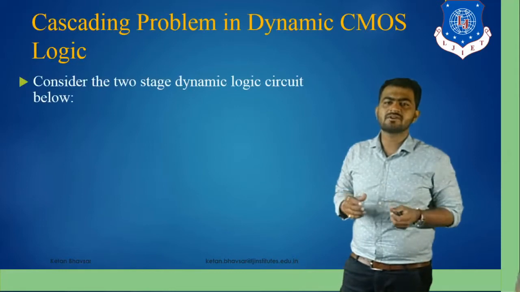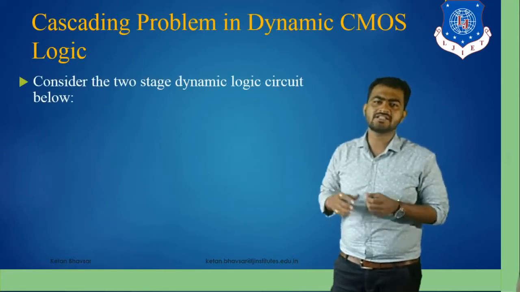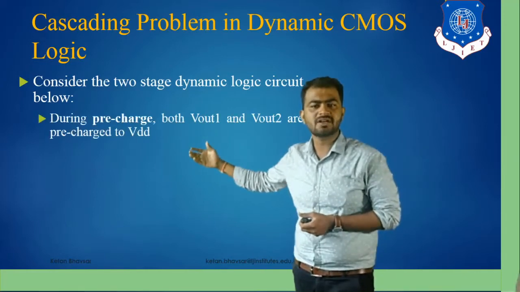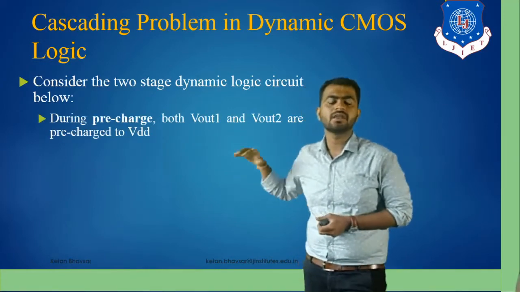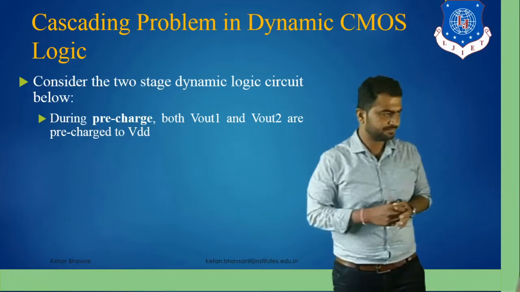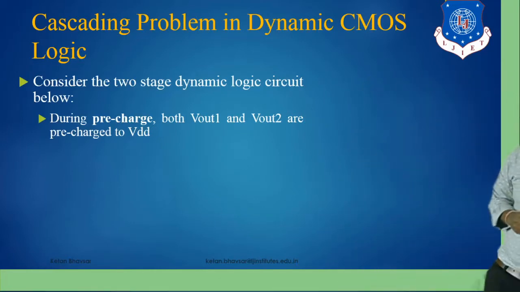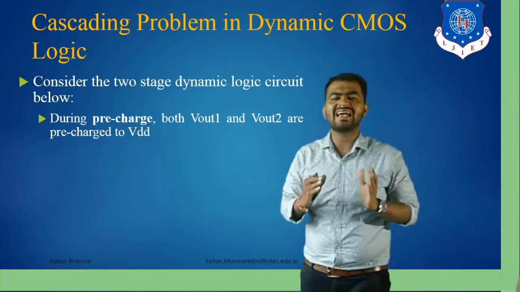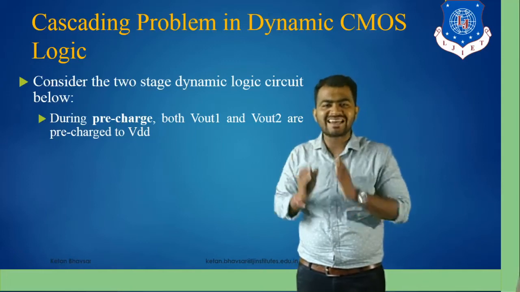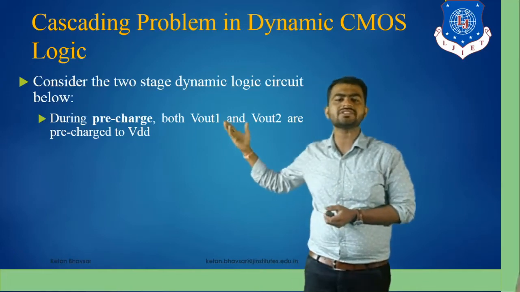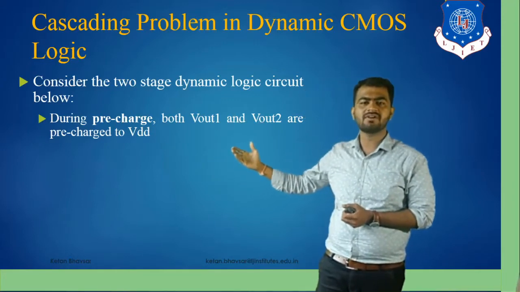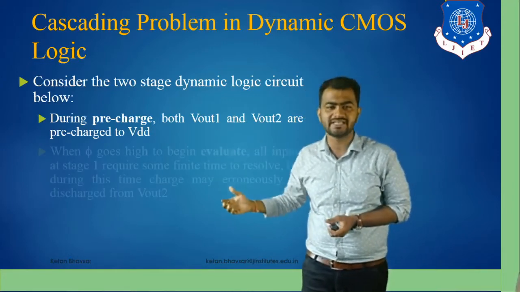Cascading problem in dynamic CMOS logic circuits. Considering the two-stage dynamic logic circuit, during the pre-charge, both Vout1 and Vout2 are pre-charged to VDD.